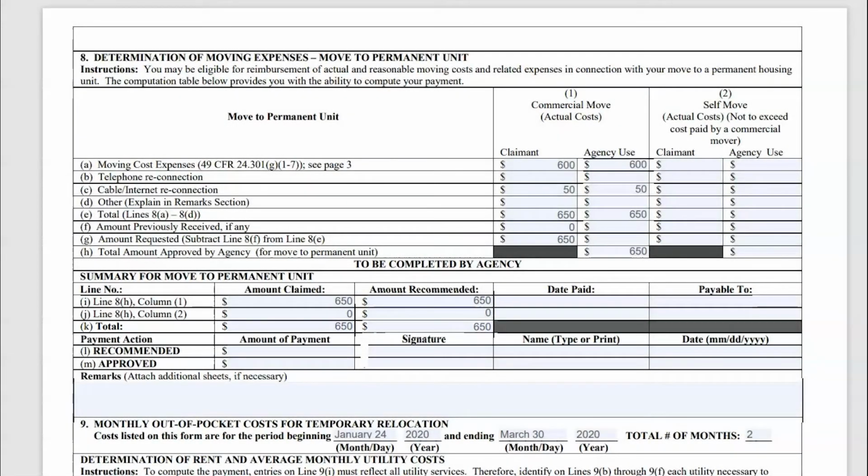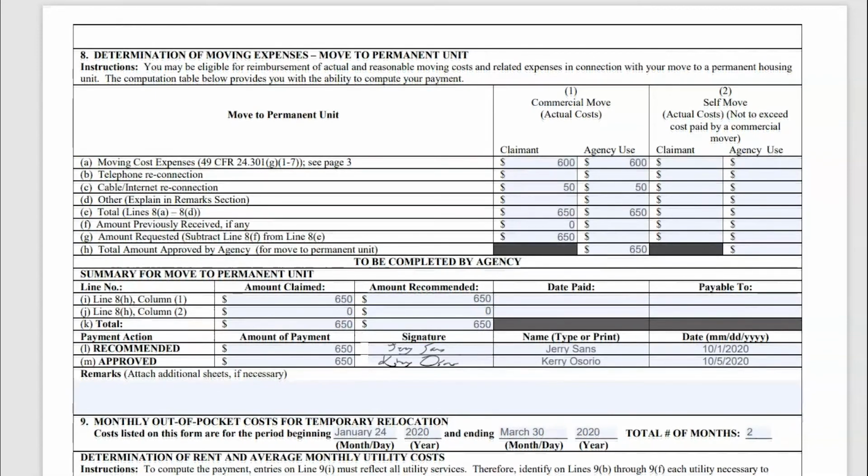Upon approval of payment, the subrecipient will input the amount recommended and amount approved for payment, and the signature of the responsible party for the subrecipient, their printed name, and the date of their recommendation or approval. Once paid, the subrecipient should input the date the subrecipient paid the claim and who it was made to.